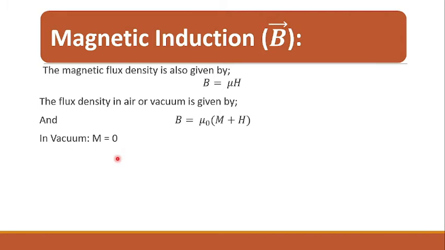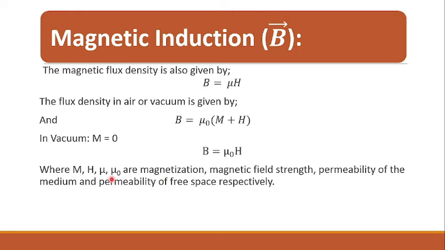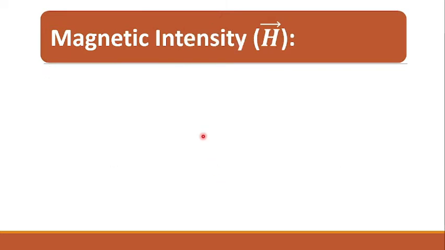Therefore, the net magnetization of air or vacuum medium is 0, right? And therefore, capital M, that is magnetization, is 0, and therefore we get B is equal to mu 0 into H, where M, H, mu and mu 0 are the magnetization, magnetic field strength, permeability of the medium and permeability of free space respectively. Let us move to another property.